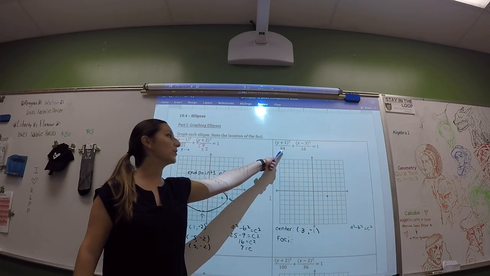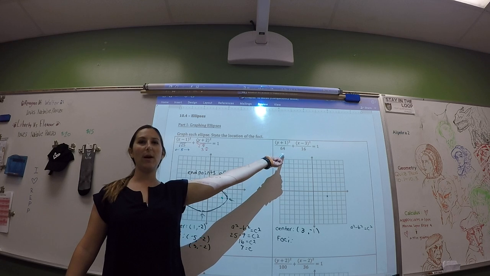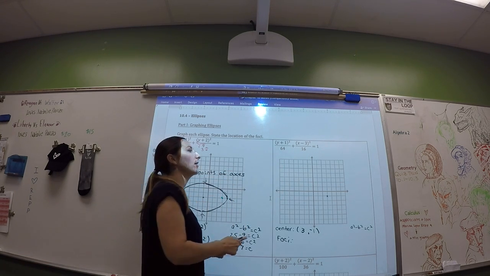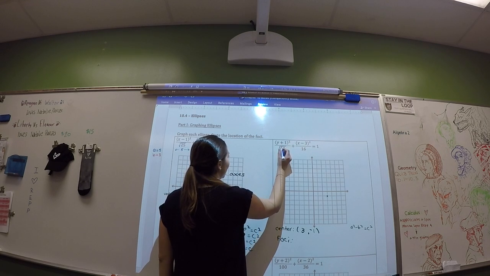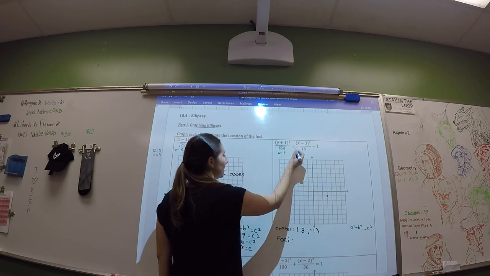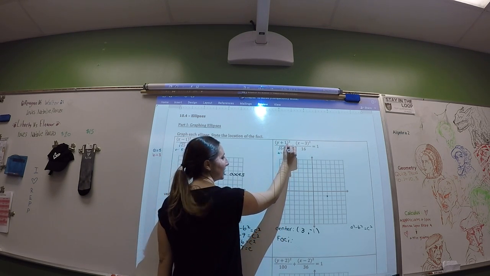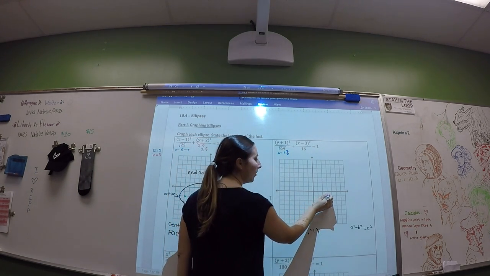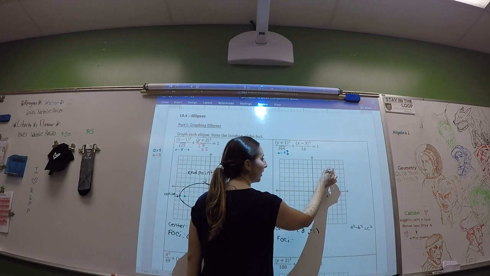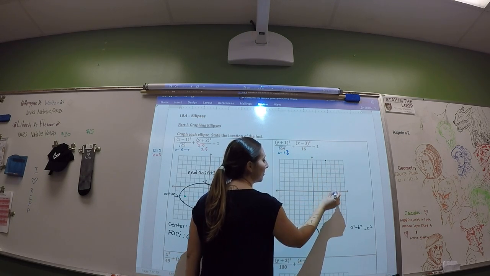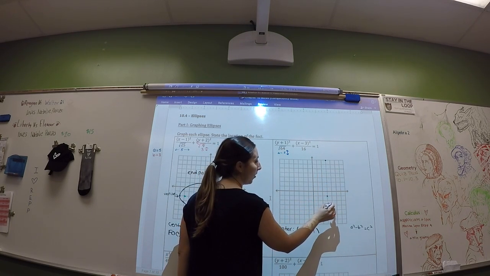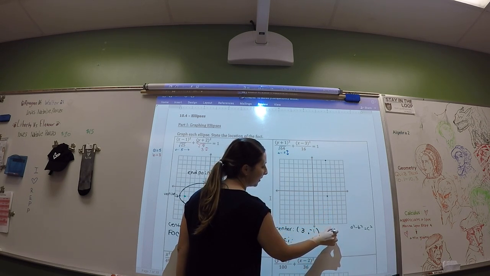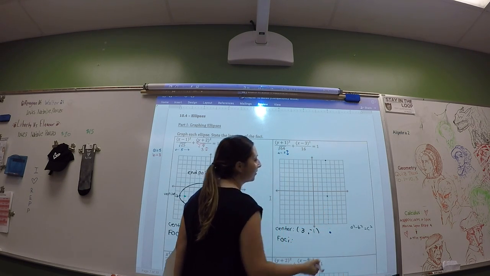So then you're going to go to underneath the y. Underneath the y we have a 64. We're going to take the square root of that and we get 8. Since it's underneath y, that is how far we'll go in the vertical direction. So I'm going to go up 1, 2, 3, 4, 5, 6, 7, 8. Then I'm going to go down 8, which is going to put me a little off the graph. 1, 2, 3, 4, 5, 6, 7, 8. So I apologize, I'm a little off the graph.